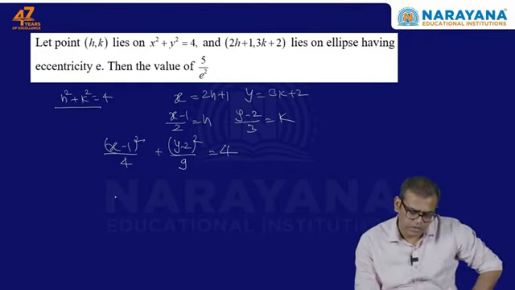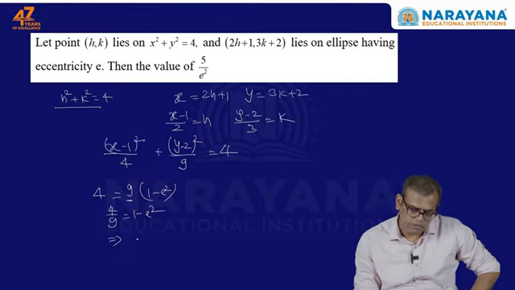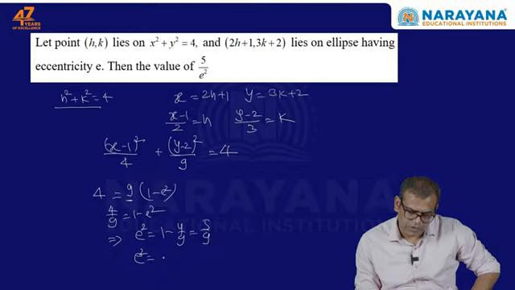So write the relation between major axis, minor axis, and eccentricity. The ratio is 1 minus e square, which is the square of half of the minor axis over the square of half of the major axis. So here 9 will come and 4 will come here. So 4 by 9 is equal to 1 minus e square. Therefore e square is equal to 1 minus 4 by 9, which is 5 by 9. So e square is equal to 5 by 9. So what do we need to find now? We need to find 5 by e square, which is equal to 9. So 9 is the correct answer.